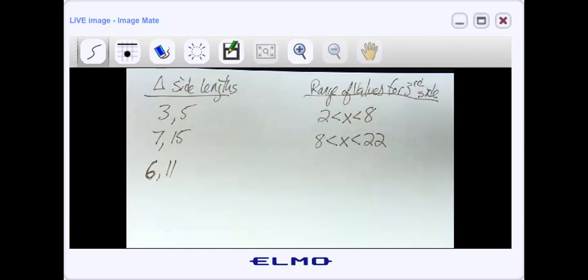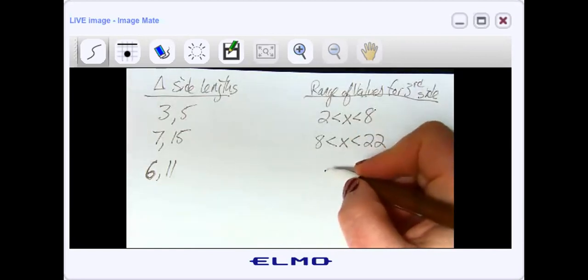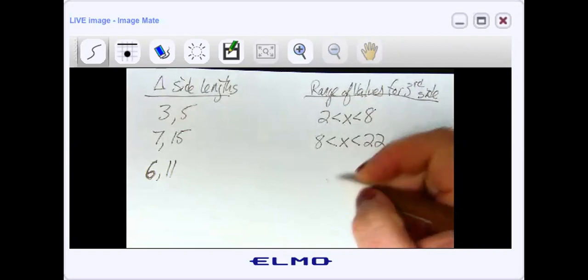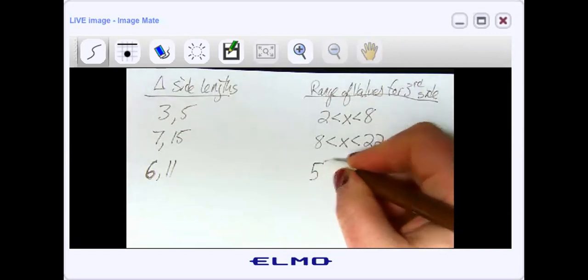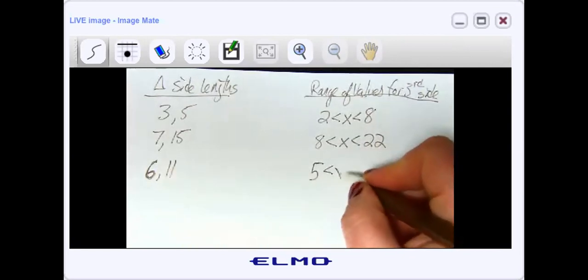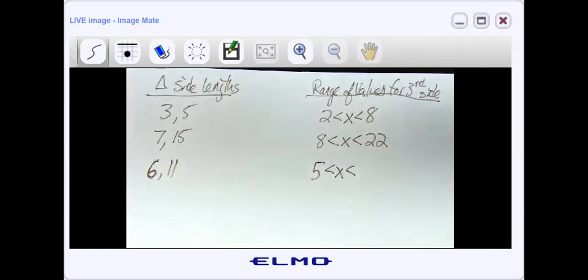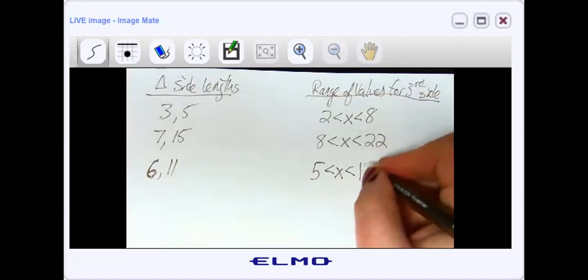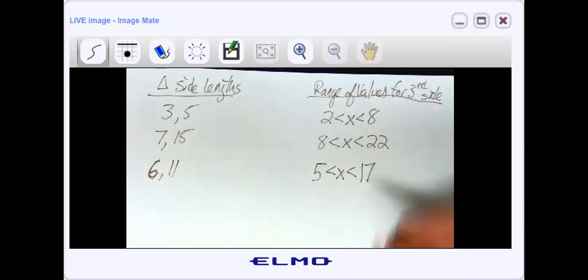All right, why don't you give me the first number? It would have to be bigger than what? 5. Yes, because the first number, ladies and gentlemen, comes from the difference between these two. So it's got to be bigger than 5, but it has to be less than what number, Juliana? 17. Yes, 17. So this number comes from the sum of the two.